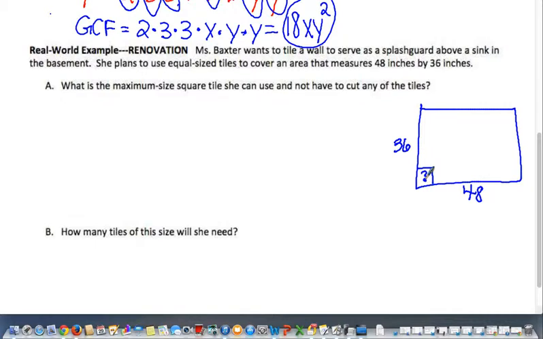Okay, so that should be enough for your 8-1 notes. We will continue and do additional practice in class.